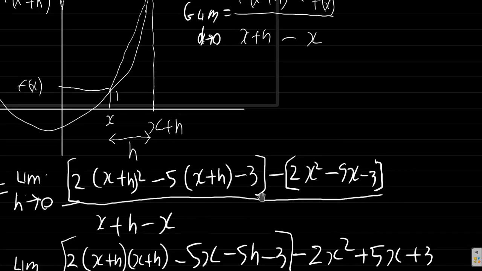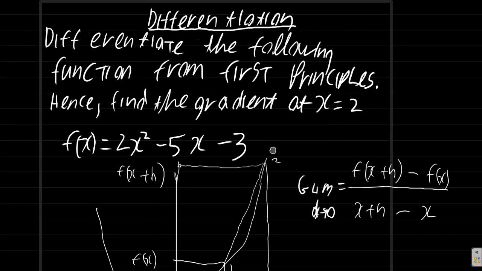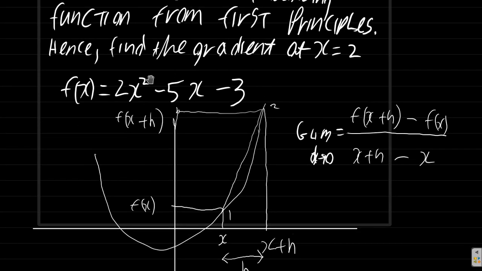Let's see something here. Suppose we had differentiated this directly. So it would be 4x minus 5. Right, so it is correct. 4x minus 5 is indeed the derivative. We did it from first principles.